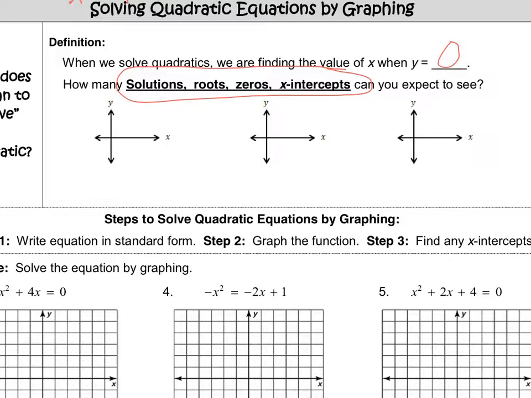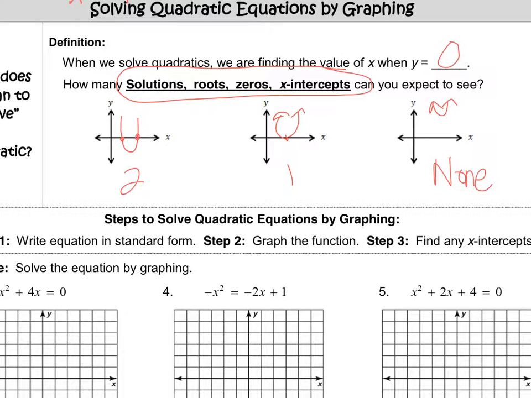So you can either have 2 solutions, you can have 1 solution, or you can have no solution. Those are your options for how many solutions you can have.